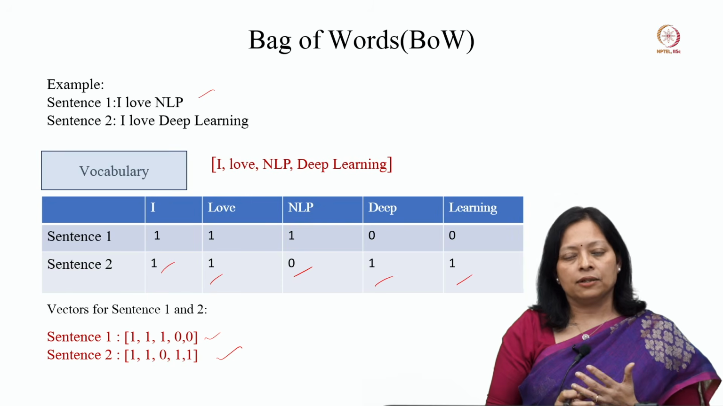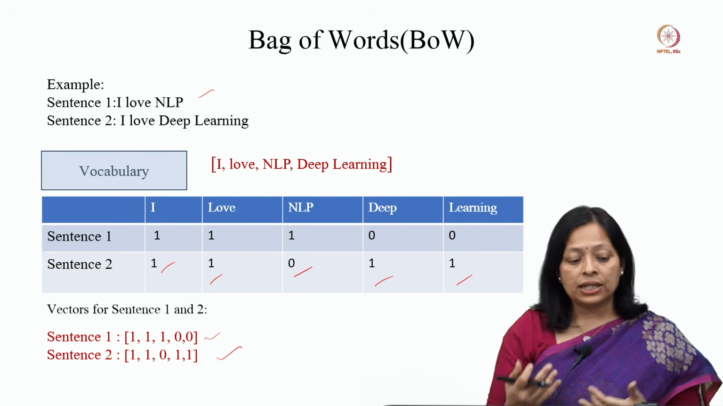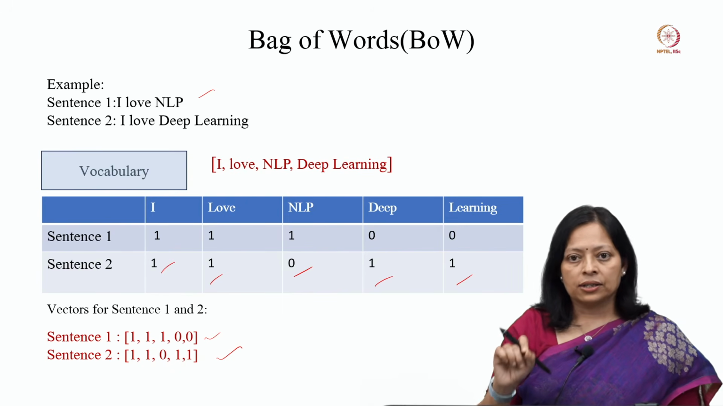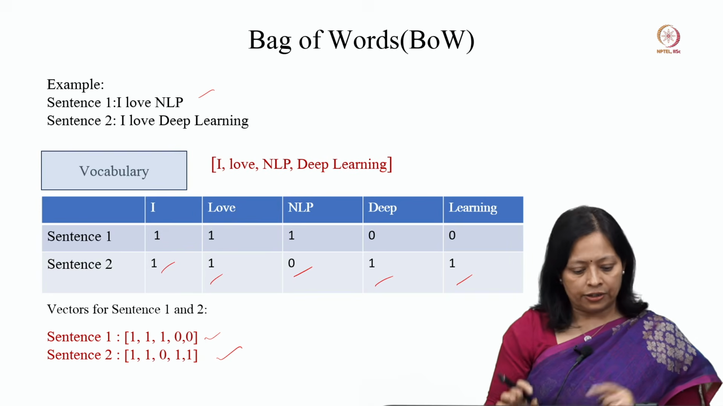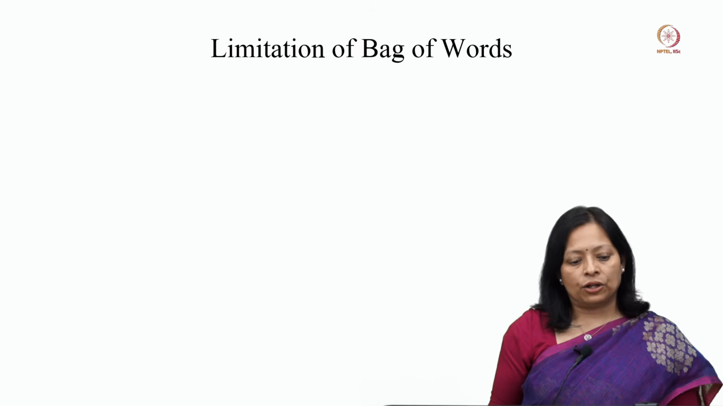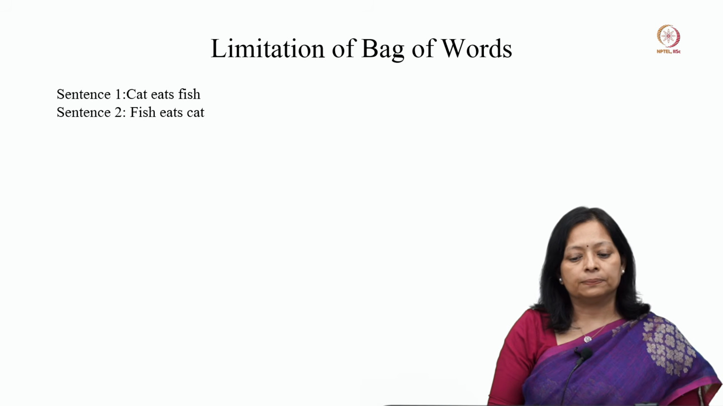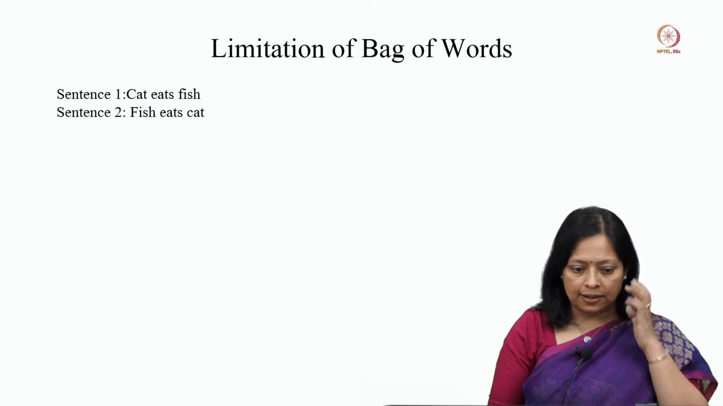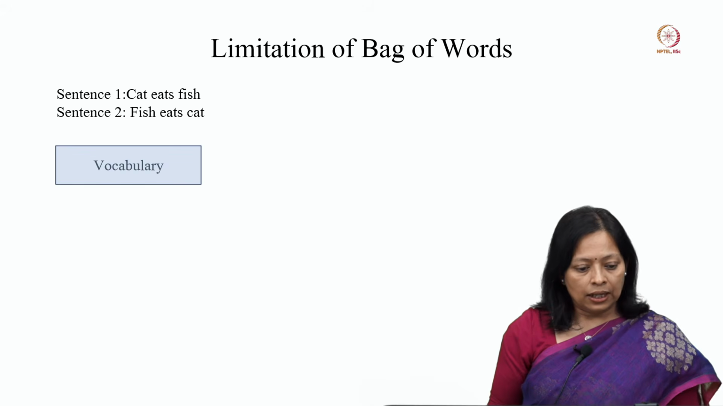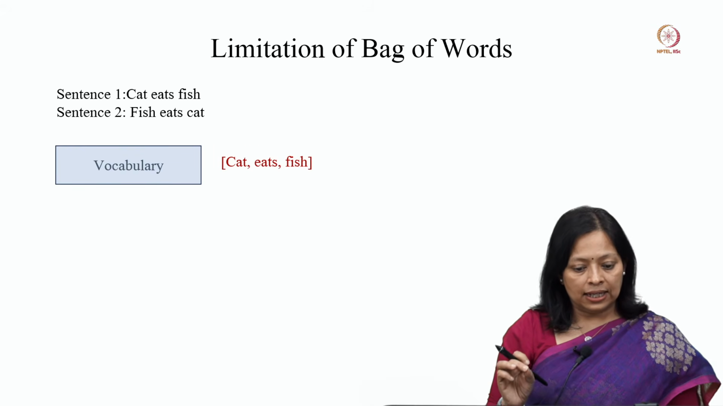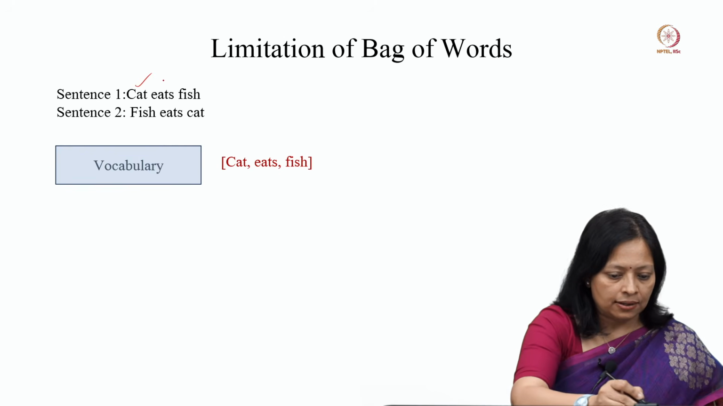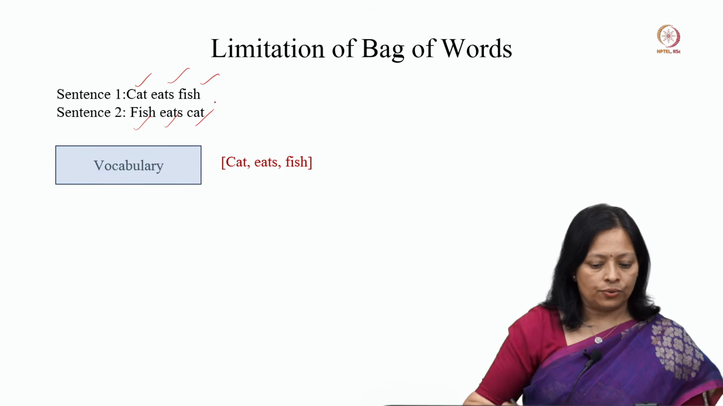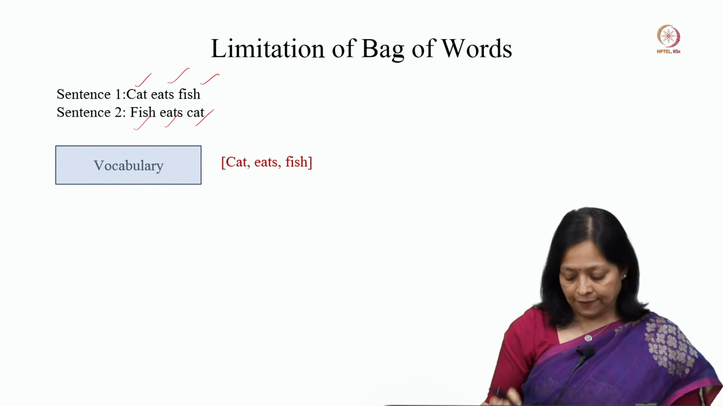We are representing it in the form of numerical values, taking the vocabulary and the number of times or where all these are used, taking them into your vector. Okay. Now, the limitation of bag of words. Suppose I have two sentences: cat eats fish and fish eats cat. These are two sentences. Now, my vocabulary will be cat, eats, fish. Fish is still here. Eats also we have already taken. Cat also we have taken. So, the vocabulary only is cat, eats, fish.